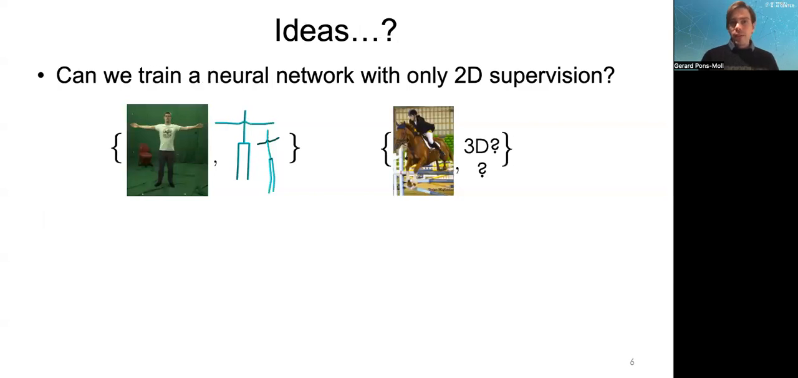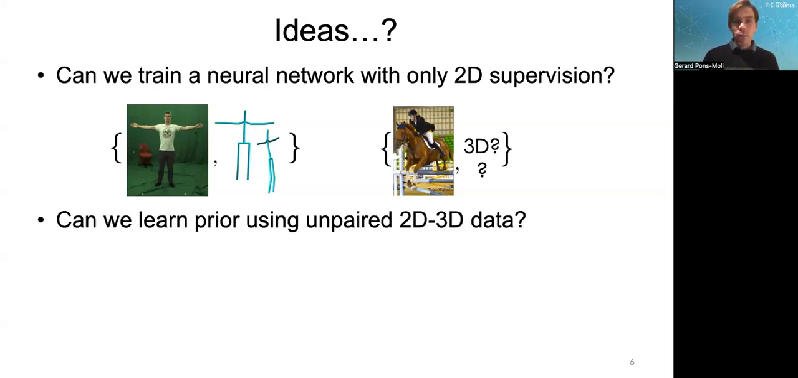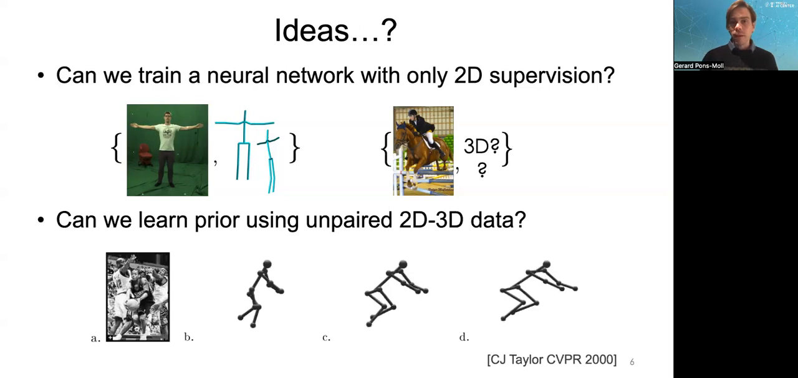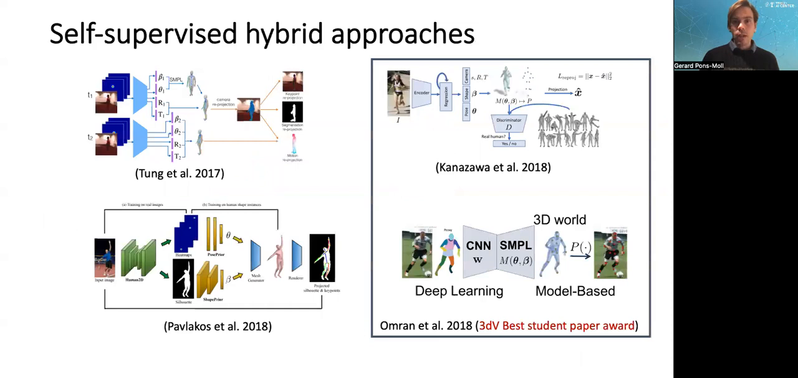Okay, so we have some data which is paired, and then we have lots of images. And the question is, can we learn a prior using unpaired 2D and 3D data? It's interesting because in the community, there were at least 4 papers that came up with very similar ideas at the same time. And this is not uncommon. It's something that happens.